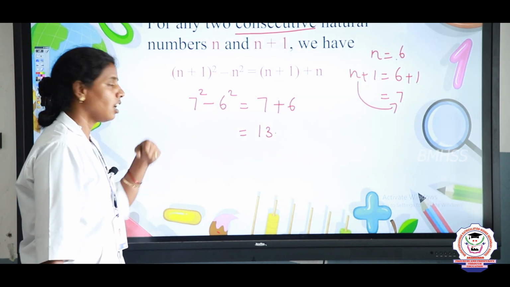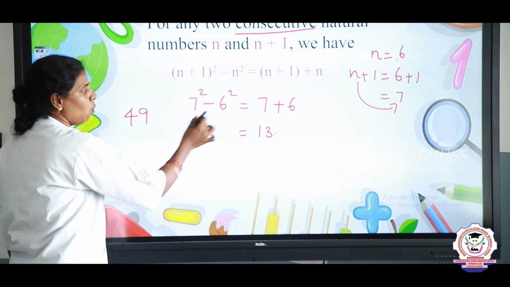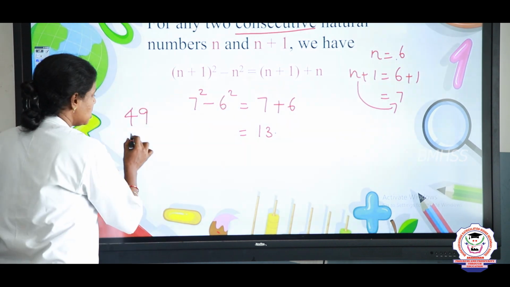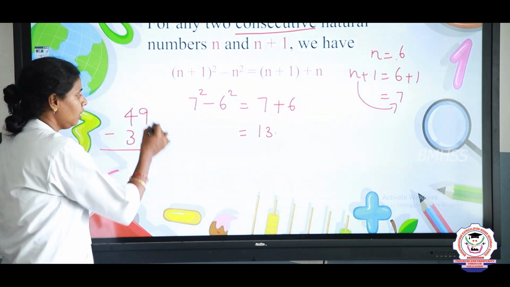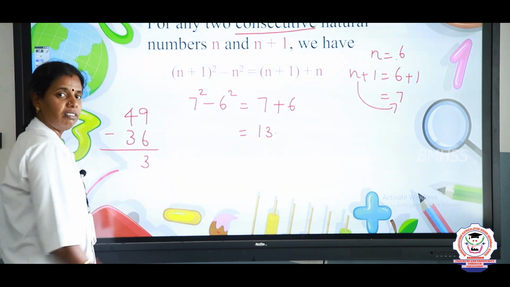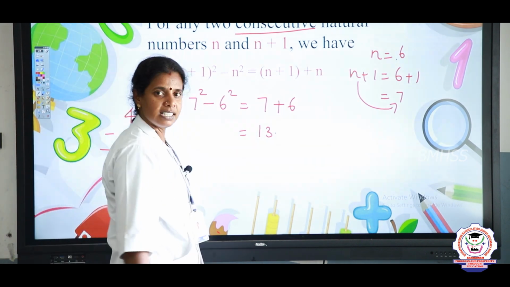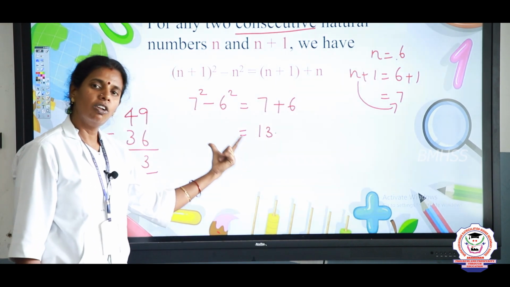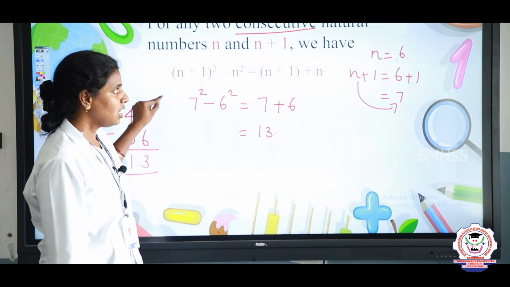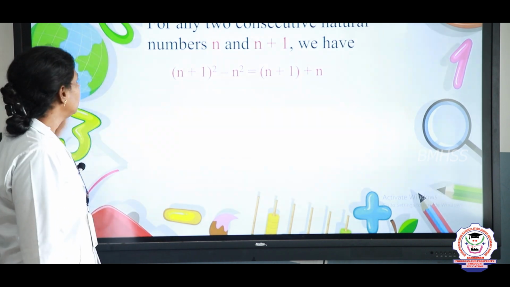We can check the answer now. What is 7 square? 49. What is 6 square? 6 square is 36. Find the difference. 49 minus 36 is 13. We got 13 as the answer now. So, using the property, it will be easy to solve the answers. Using this property, we will see the exercise problem now.